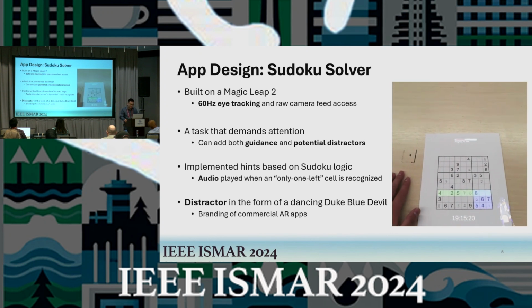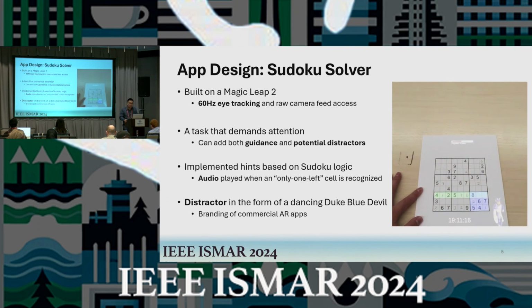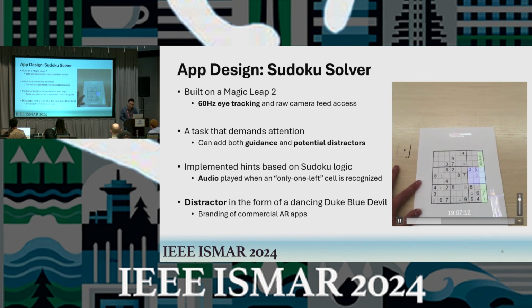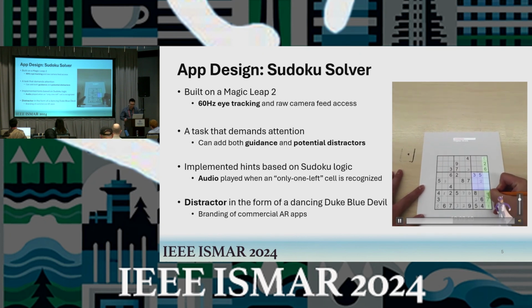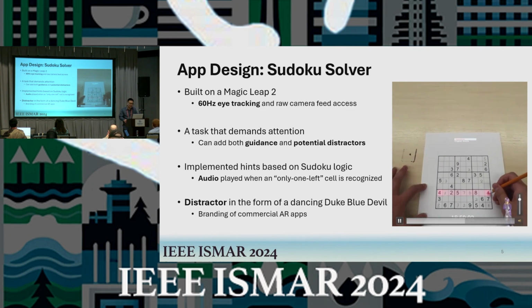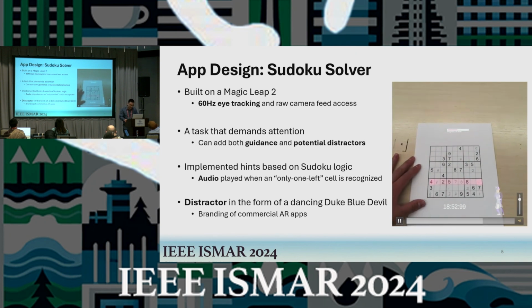These hints were generated by sending the image to a backend edge server that runs digit recognition and hint generation. On the distractor end, we put a Duke Blue Devil at the bottom right corner of the puzzle, which is normally dancing and sometimes shaking its head at you when you made a mistake. Additionally, the devil would randomly start to run around the puzzle board as a pure distractor.